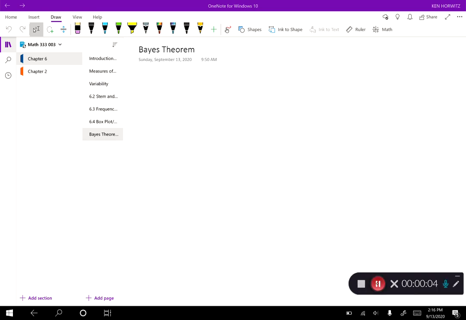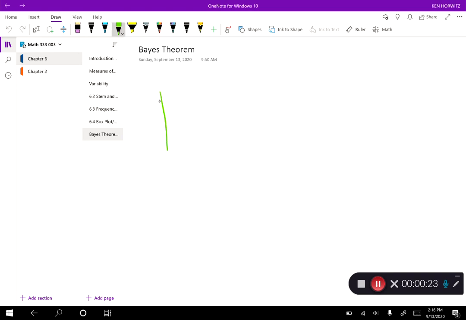How's everyone doing today? So today we're going to talk about Bayes' theorem. Bayes' theorem is related to conditional probability. However, Bayes' theorem extends it to a variety of possibilities for that first event. So let's talk about probability for a second and review.